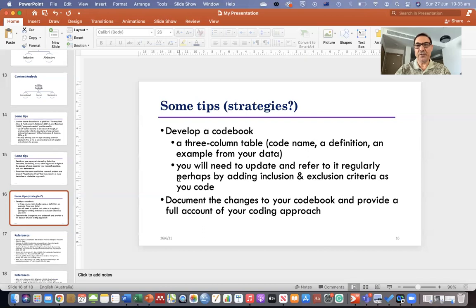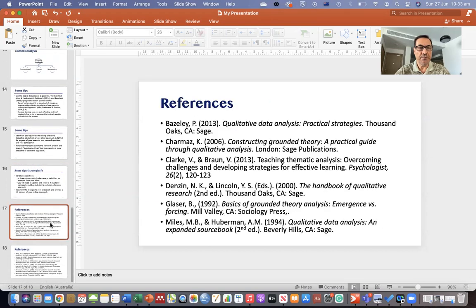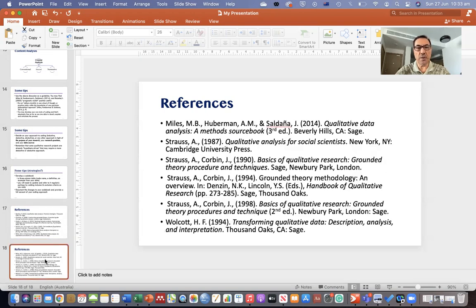I hope that this brief presentation gives you some ideas about how to approach coding qualitative data and moving towards analysis. As I mentioned, I have provided some references for you related to this presentation and related to qualitative data and coding that I'm sure you will find useful in order to have a full-fledged understanding of how to manage your data and how to analyze your data.